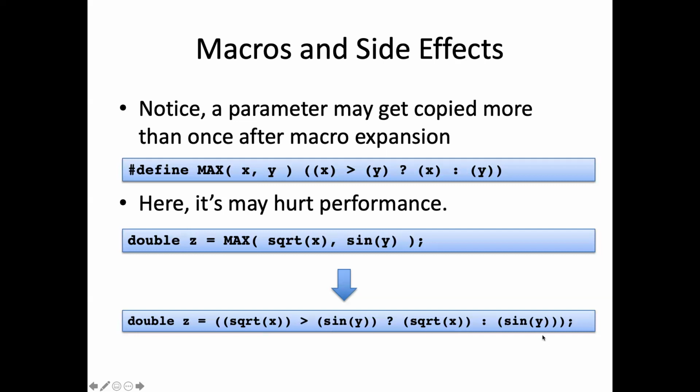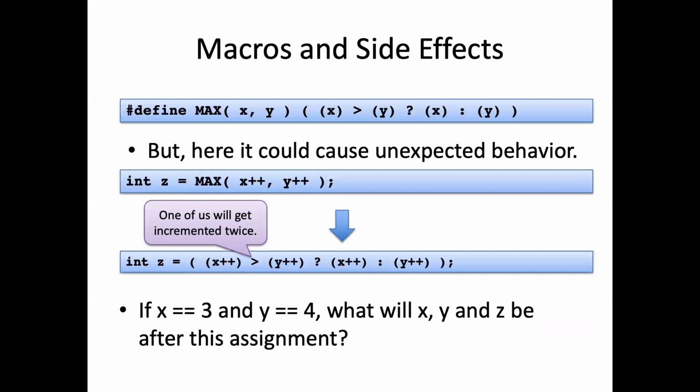Otherwise, it's going to evaluate sine twice. Here, that's a little bit bad. It's going to be a little bit of extra computation that could have been avoided, computing the same function twice. This can be a real problem when macro parameters have side effects.